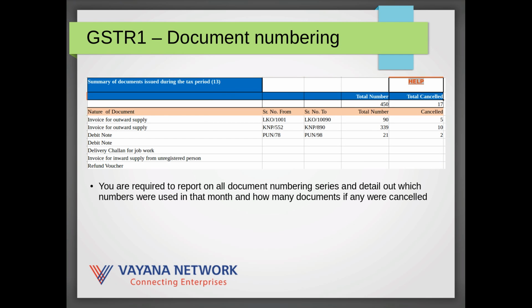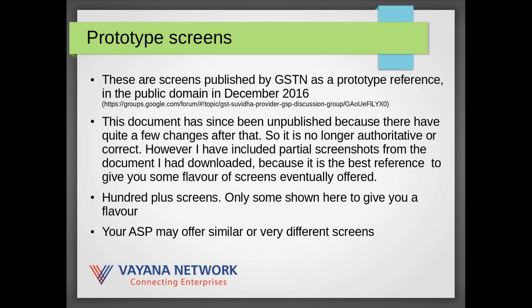One more note, you do need to keep track of your document numbering and submit the numbering sequences as used in each month. Thus, for your invoices, you do need to keep track of the from and to serial numbers in that month, how many invoices got issued, how many of those numbers got cancelled, and the same thing applies for various other document types, including debit notes, delivery challans, and so on and so forth. So that's the nature of information that you do need to capture into your GSTR1.